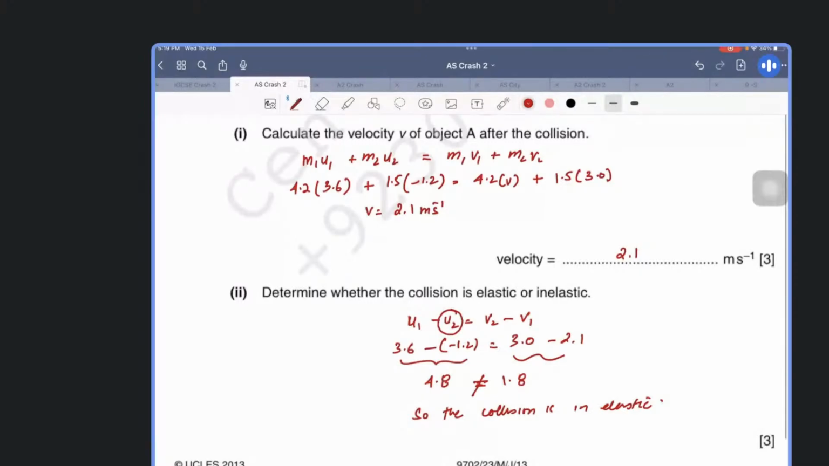Alternatively, obviously, you could also do kinetic energy, right? You can find kinetic energy before and after, but that would be very long, and I would not recommend that at all. Okay, is it clear?